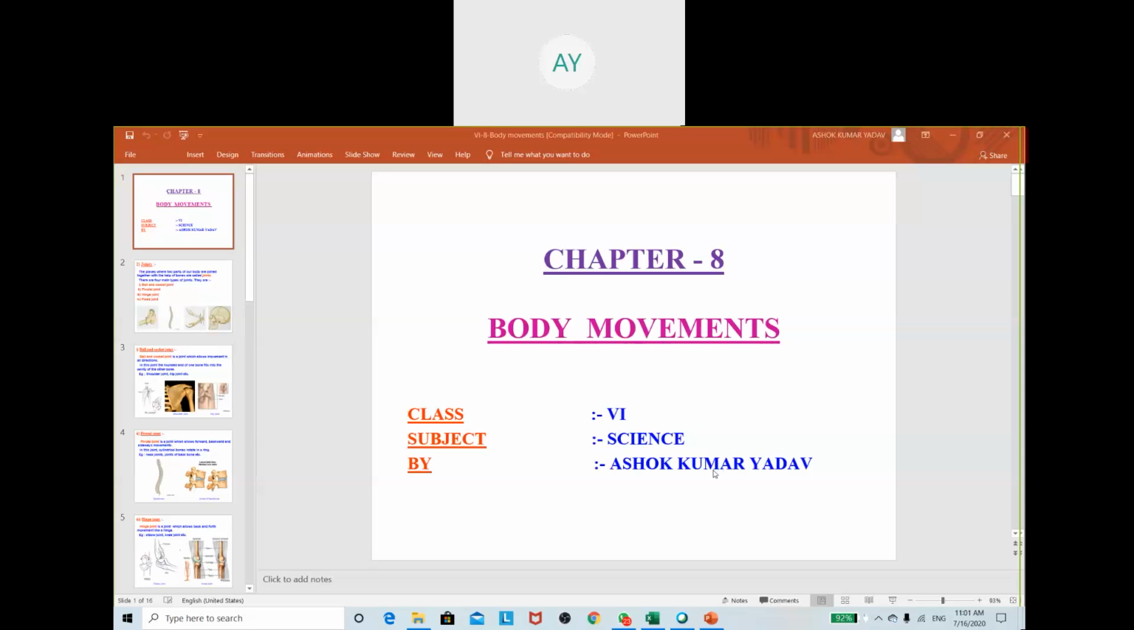Today, good morning everybody. I'm going to discuss the chapter body movements. What is body movements? Movements of any body organ like your legs, your hands, your head, your arms. That is the movements. Means from one part you can change the direction of your body organs.